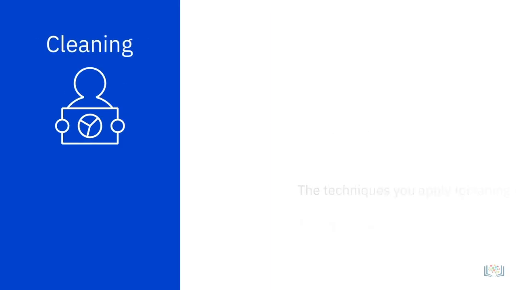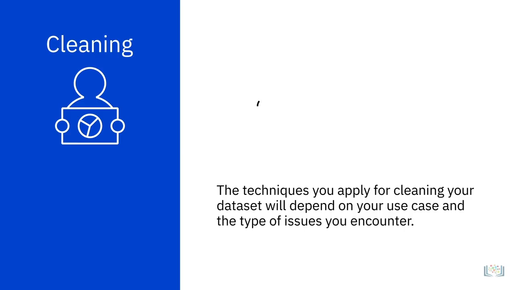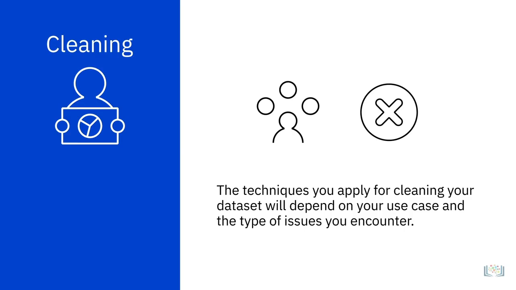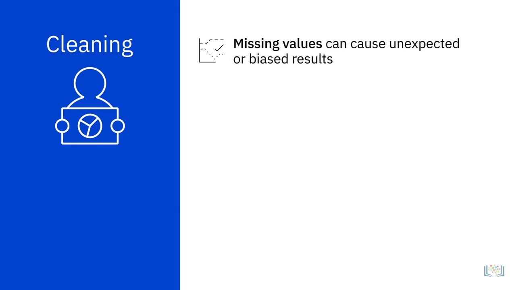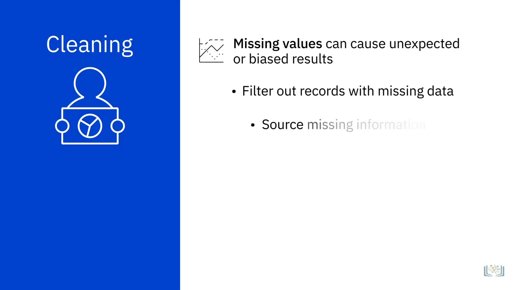That brings us to the actual cleaning of the data. The techniques you apply for cleaning your dataset will depend on the use case and the type of issues you encounter. Let's look at some of the more common data issues. Let's start with missing values. Missing values are very important to deal with as they can cause unexpected or biased results. You can choose to filter out the records with missing values or find a way to source that information in case it is intrinsic to your use case.